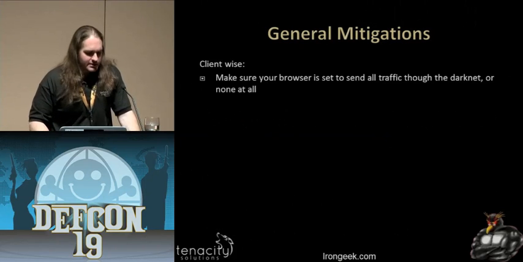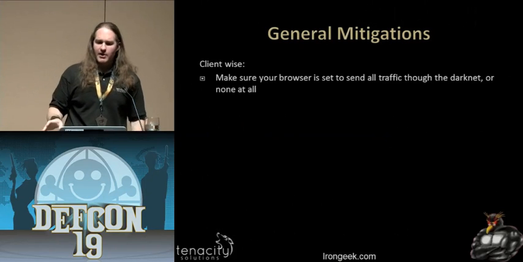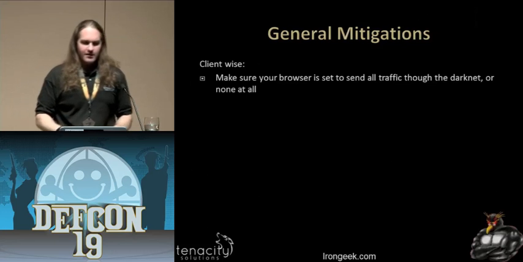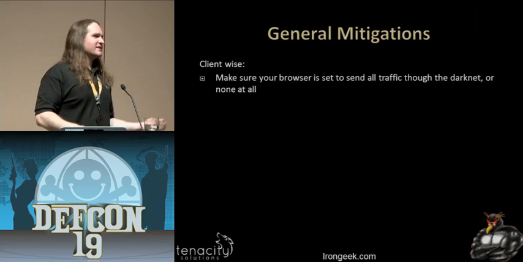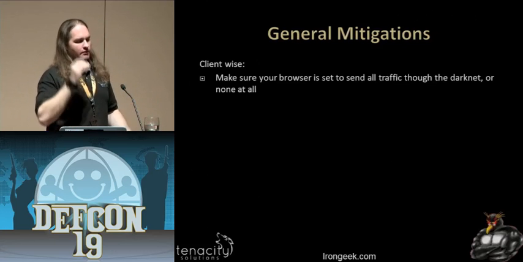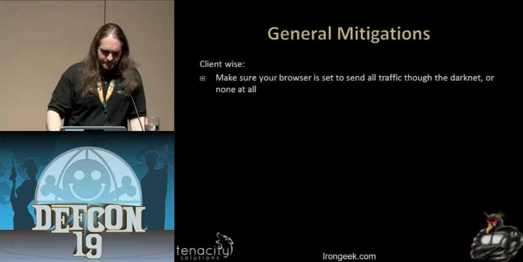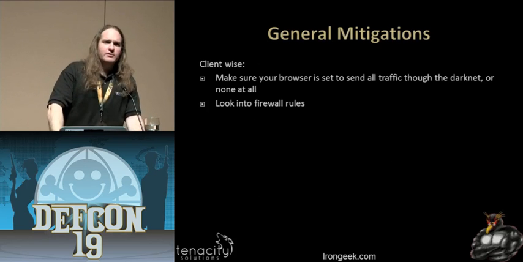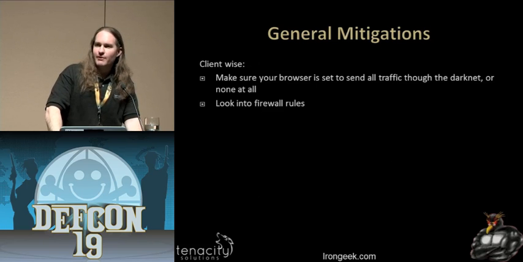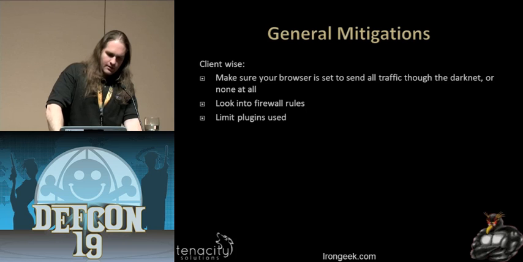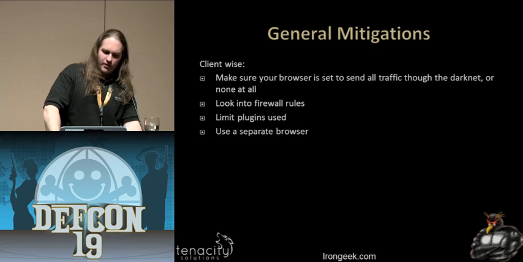Some general mitigations. Client-wise, make sure your browser is set to send all the traffic through the darknet. You may want to start using the darknet, fire up a sniffer, test a few protocols, and go, is anything leaking out to the public internet that I wouldn't want people to see? Also, look into setting up firewall rules on a box so that nothing can go out besides going out through the darknet's port. Limit the plugins used. If you decide that you want to use every single possible plugin out there, you don't know whether or not they properly respect proxy settings, you're probably going to be hosed.